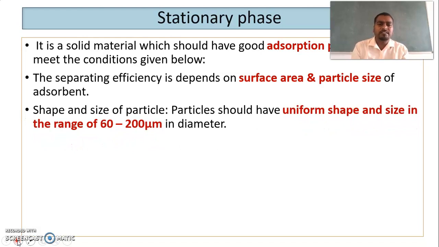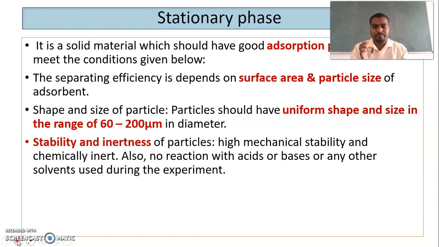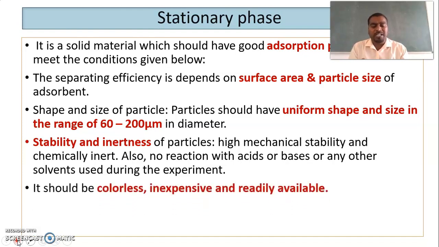The solid particles should possess uniform shape and size in the range of 62 to 100 micrometer. And this stationary phase must be inert. It should not react either with the mobile phase we are using or with the analytes present in the sample. It must be chemically inert and thermally stable, and it must be resistant to the acids and bases used in the chromatographic technique. And it should be colorless, inexpensive and readily available.